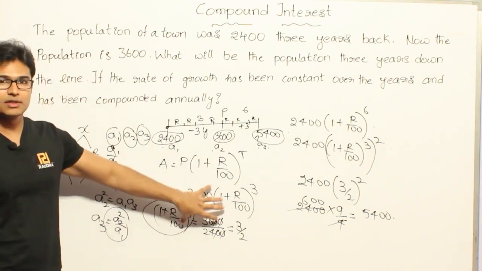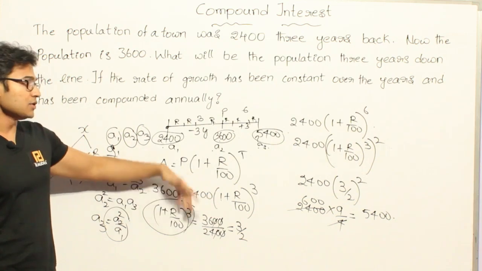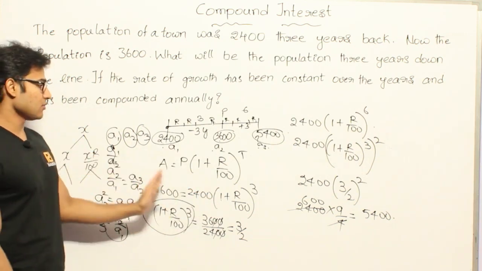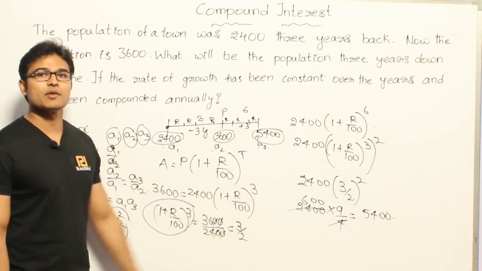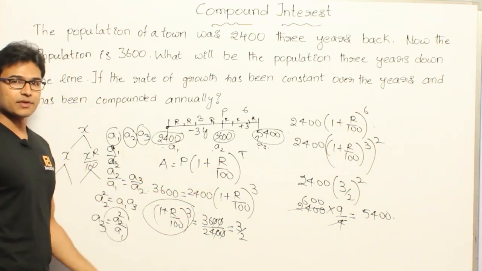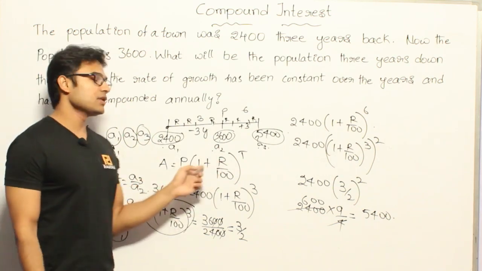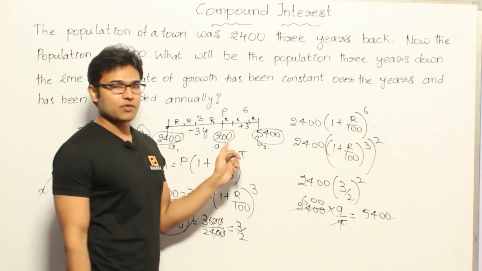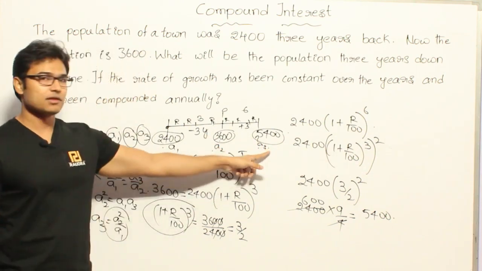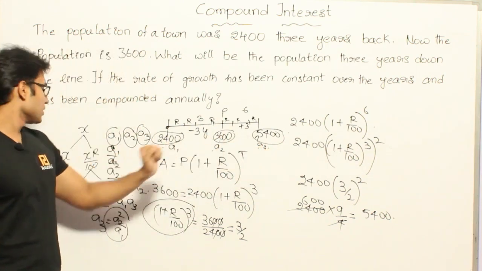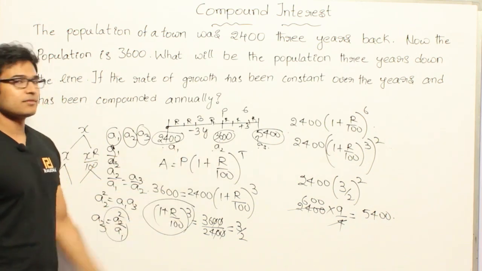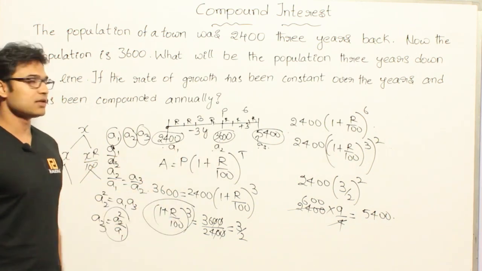So since we didn't discuss the geometric series, and since we are very much comfortable with this formula, I would solve it this way. The other way of solving it is to find out that these are in GP, and once you find it out, you can find out this A3 value as A2 square divided by A1. Even that way you will get the same answer.